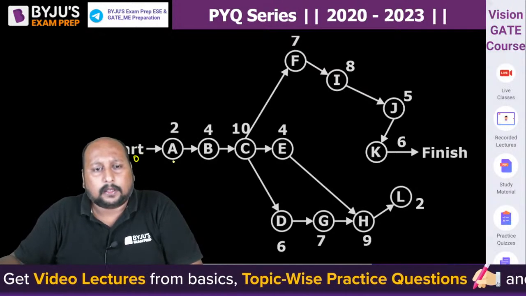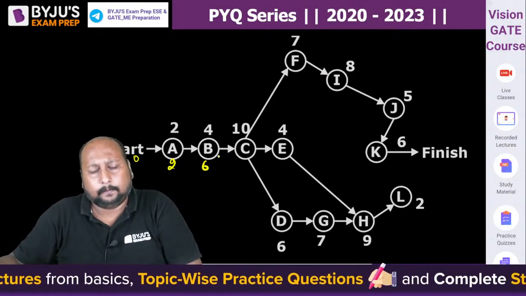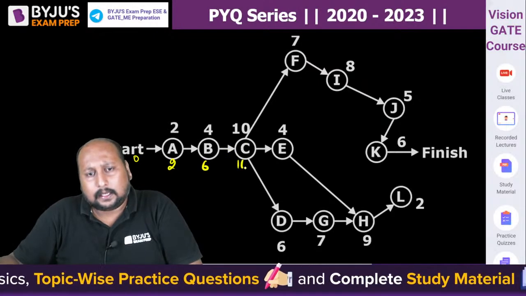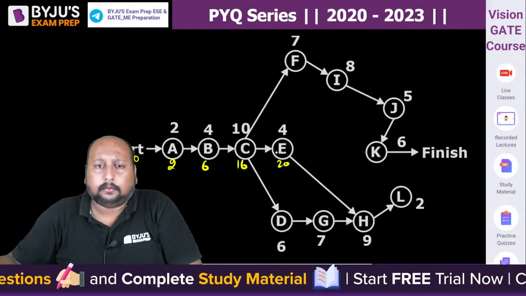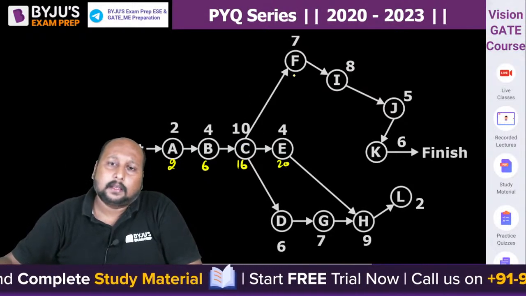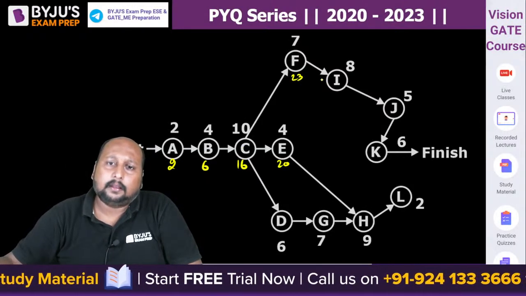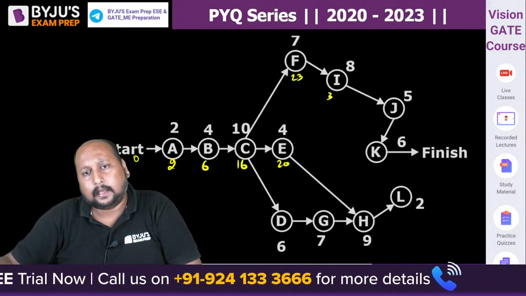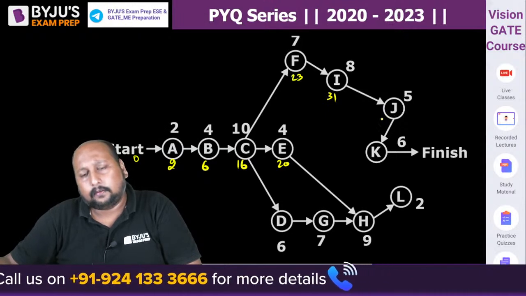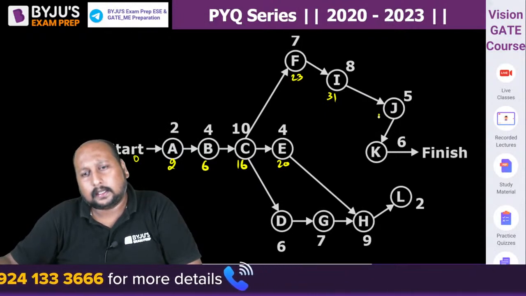This is 0. 0 plus 2 is 2. 2 plus 4 is 6. 6 plus 10 is 16. 16 plus 4 is 20. 16 plus 7 is 23. 23 plus 8 is 31. 31 plus 5 is 36.